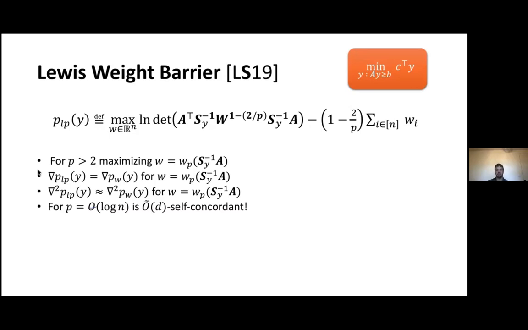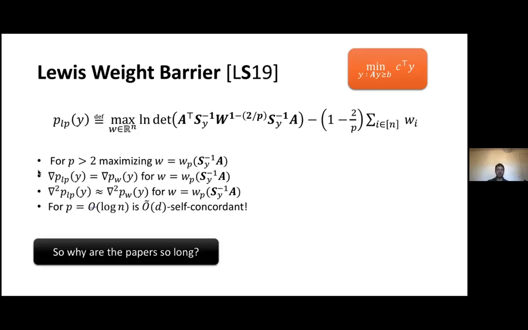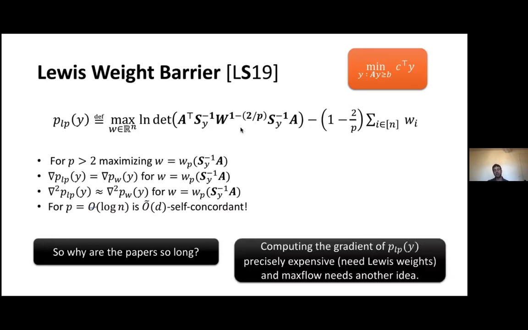All right. Now, at this point, you might be asking, if you've looked at some of the papers, why are the papers in this line of work so long? It doesn't seem like it would be that much. This is a little bit of a complicated function, but there shouldn't be that much calculus to prove this is self-concordant. And indeed, it's not self-concordant, but unfortunately, this doesn't quite solve our problem.